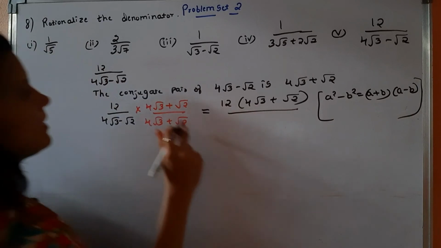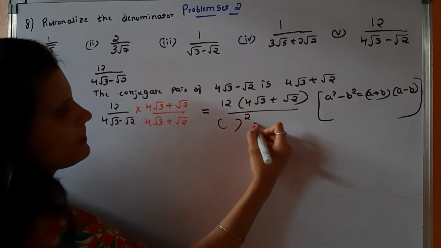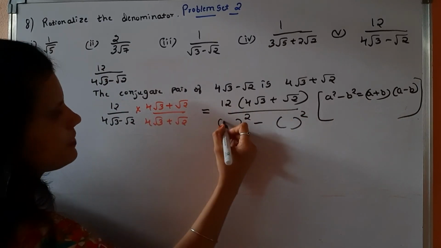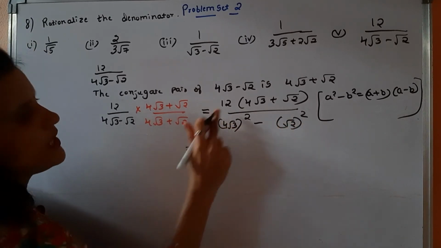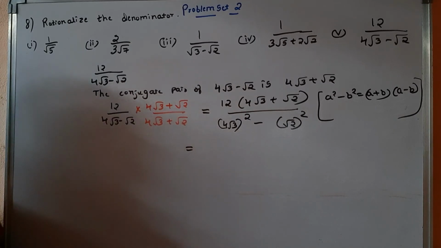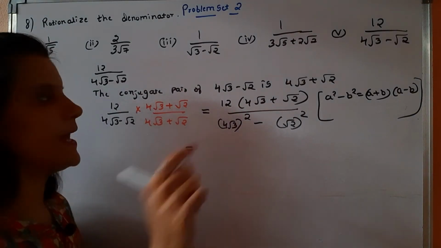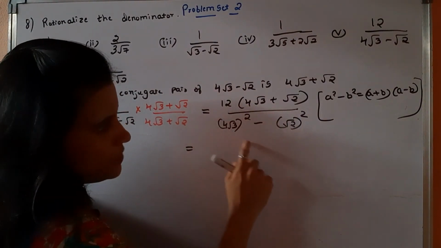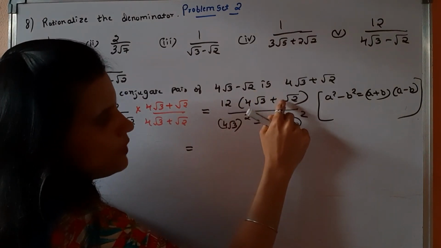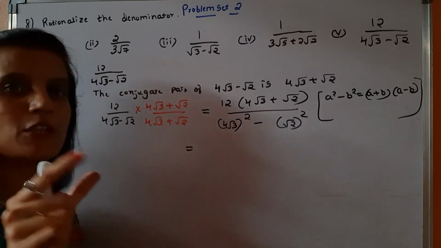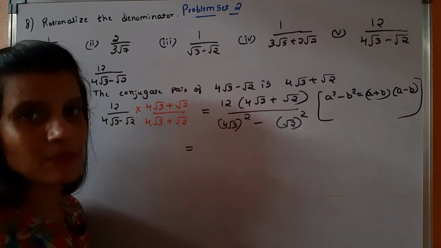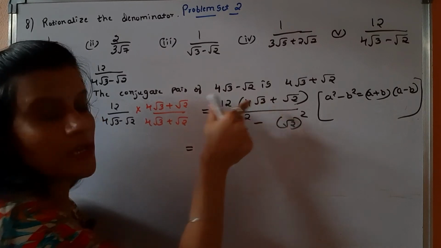Okay, now what will happen here? A square minus b square. What is a square? 4 root 3. And what is b square? Root 2 square. Now here I am not multiplying. The reason is, see what will happen students, if I will multiply 12 4s are 48 root 3 आएगा, 12 into here 12 root 2. So if I multiply again in the last final answer, I have to take the common out. It is one and the same. So that is the reason I am not multiplying.